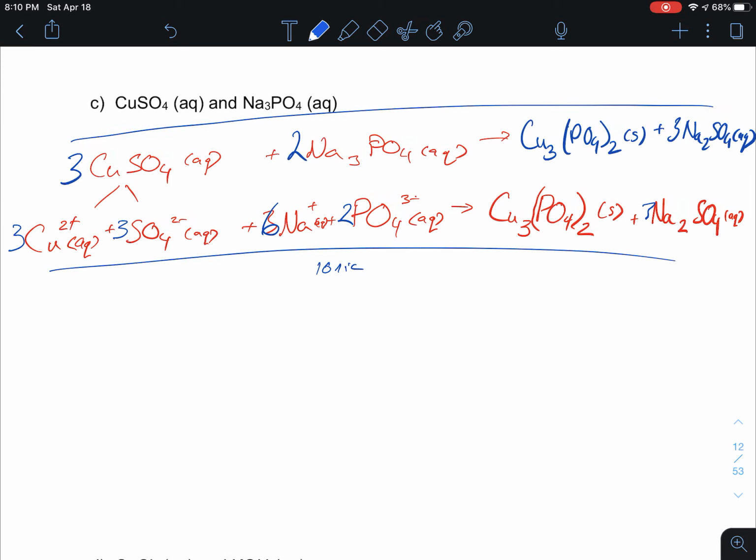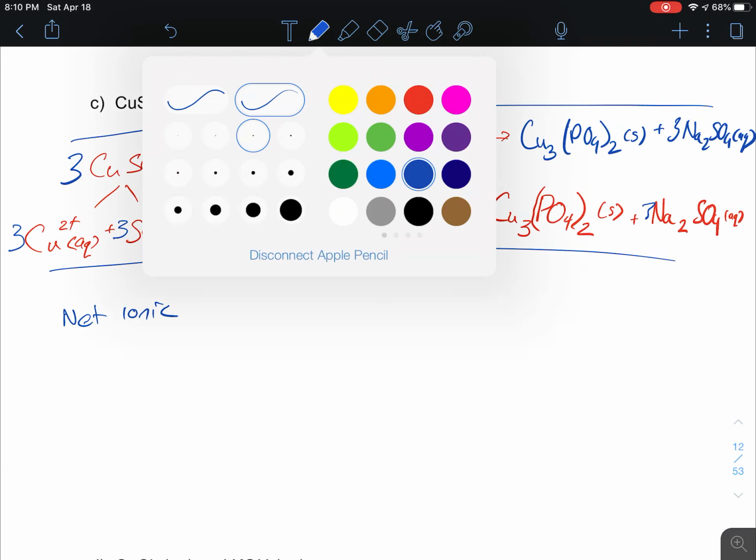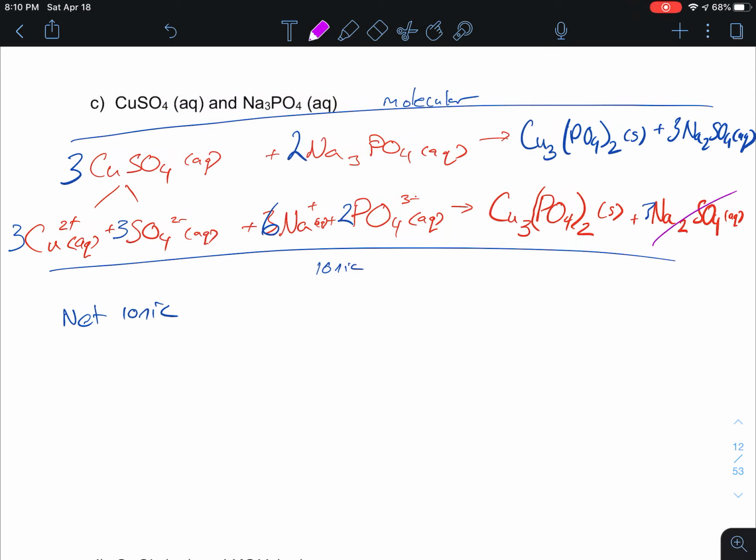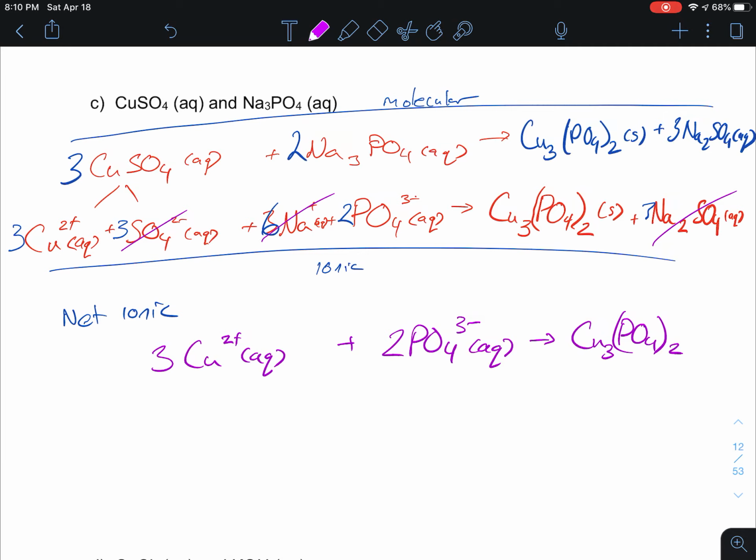So this is my ionic equation. This is my molecular equation. If I wanted to write the net ionic, then I would cancel out anything that's on the aqueous side. So I'd cancel out this with this and this. And my net ionic is going to be 3 coppers plus 2 phosphates gives us copper 3 PO4 2. And that is a solid. And that's my precipitate.